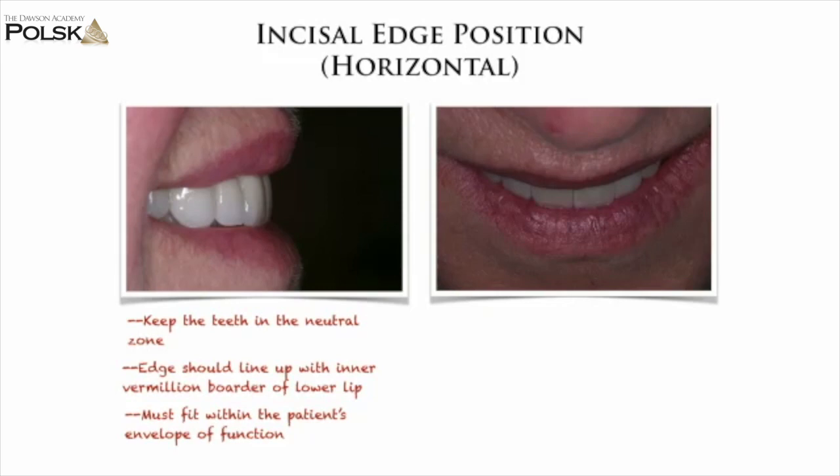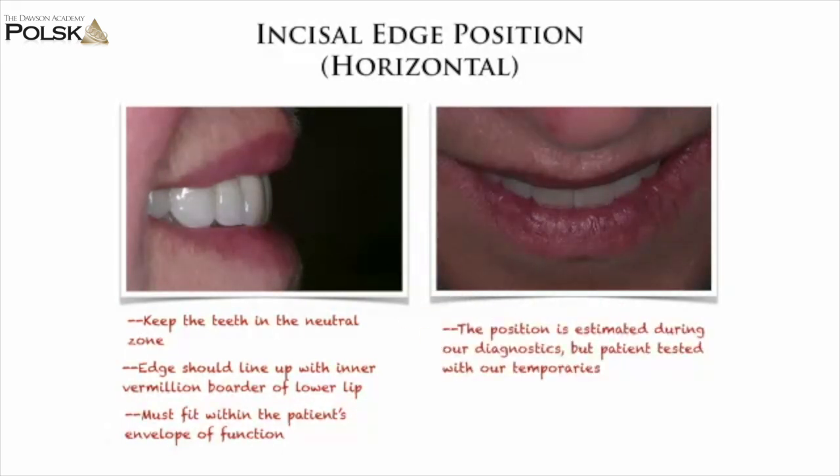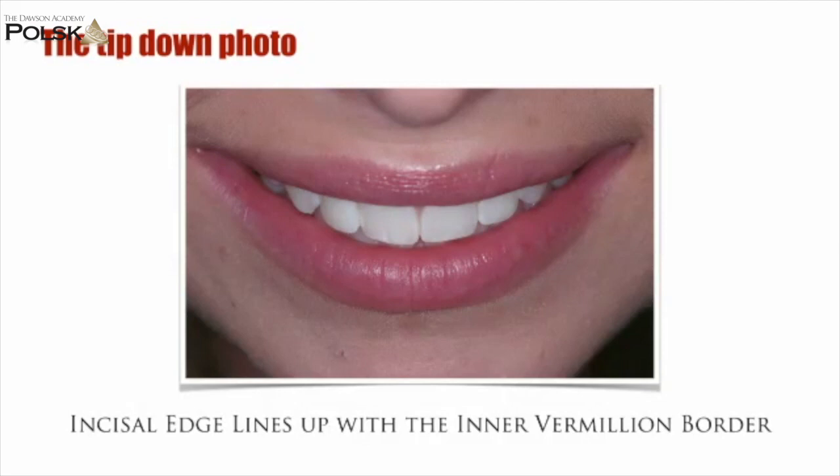patient's envelope of function. And we'll talk about that in more detail in just a few moments. Now, one of the most important things to realize and understand is that the position of the horizontal incisal edge can only be estimated during our diagnostics, and it must be tested and refined in the provisional or temporary phase. And it's for this very reason that once we have verified the successful position in our provisionals, our laboratory technician must have impressions of these provisionals.